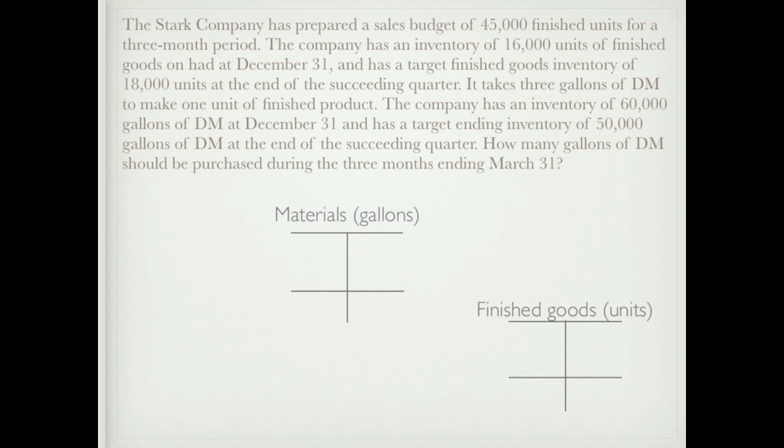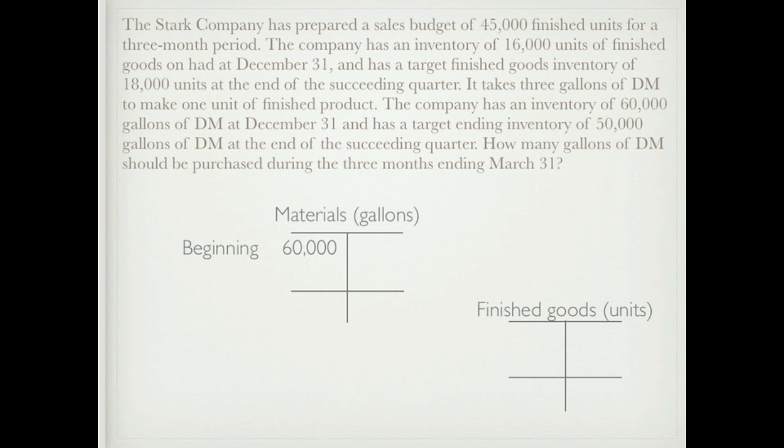So again, I've set up my T accounts here. This is very similar to the first 2 examples we did in part 1 and 2, but we're combining parts 1 and 2. So I have my materials T account in gallons, not dollars, and I have my finished goods T account in units, not dollars. Again, I'm using the T account simply as a tool here.